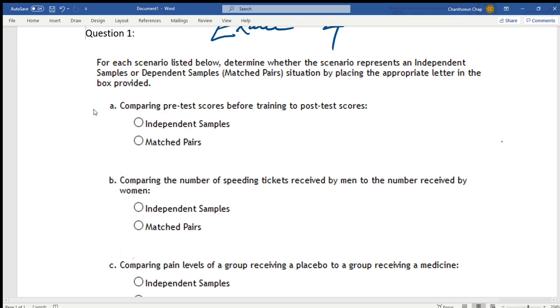Part A, comparing pre-test scores before training to post-test scores. These are going to be the same individuals. Since these are the same individuals, they are related and therefore matched pairs. Part B, comparing the number of speeding tickets received by men to the number received by women. These are totally different individuals, separate groups. They have no relationship with each other, so this is independent samples.